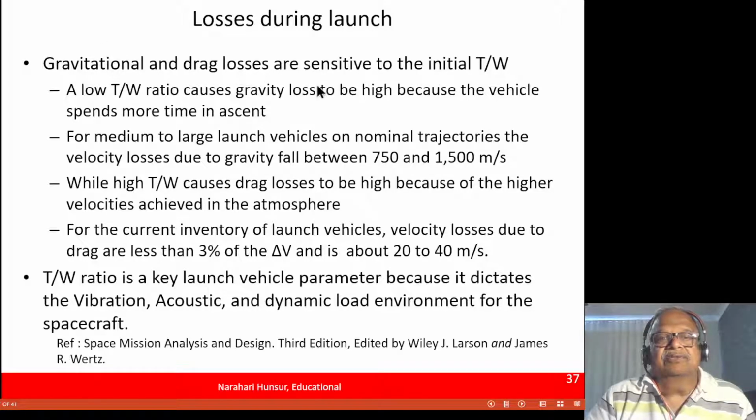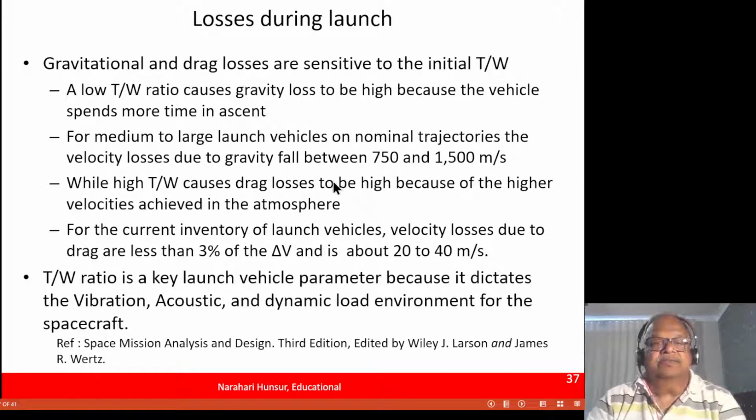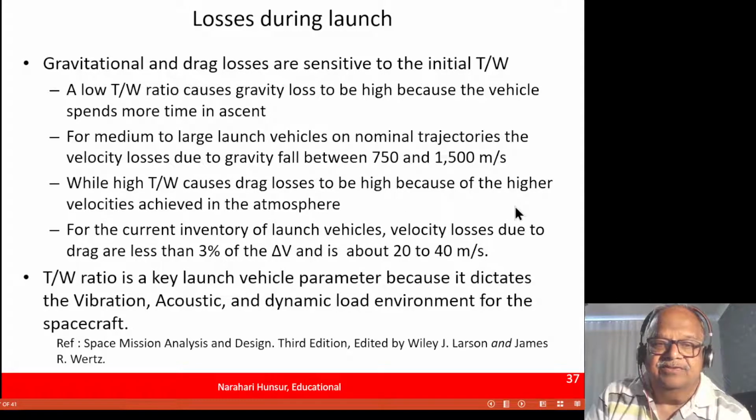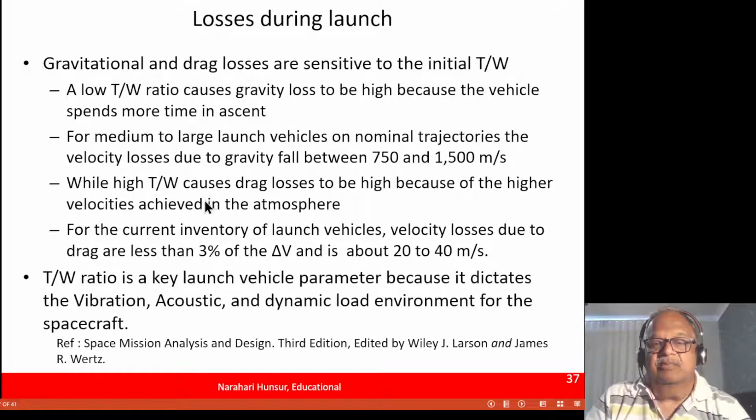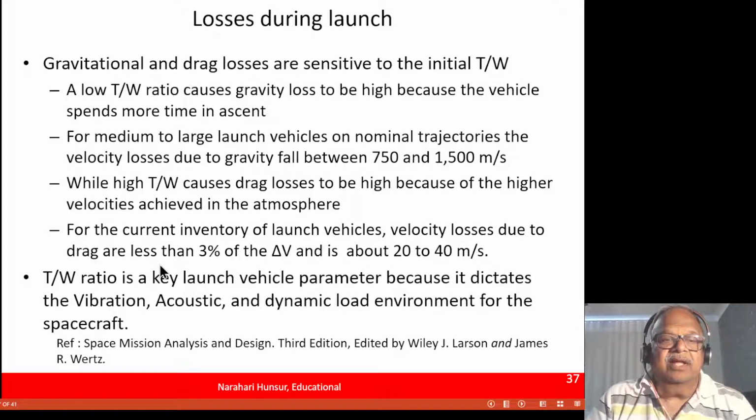So gravitational and drag losses are sensitive to initial thrust to weight ratio. A low T by W causes gravity loss to be high because the vehicle spends more time in ascent. For medium to large launch vehicles on normal trajectories, the velocity loss due to gravity falls between 750 to 1500 meters per second. As we saw in our case, the highest was 900 meters per second. A high T by W causes drag loss to be high because of the higher velocities achieved in the atmosphere. For the current inventory of launch vehicles, and this is a key point you should note, the velocity losses due to drag are very, very low, less than 3% of the delta V, about 20 to 40 meters per second. That's it.